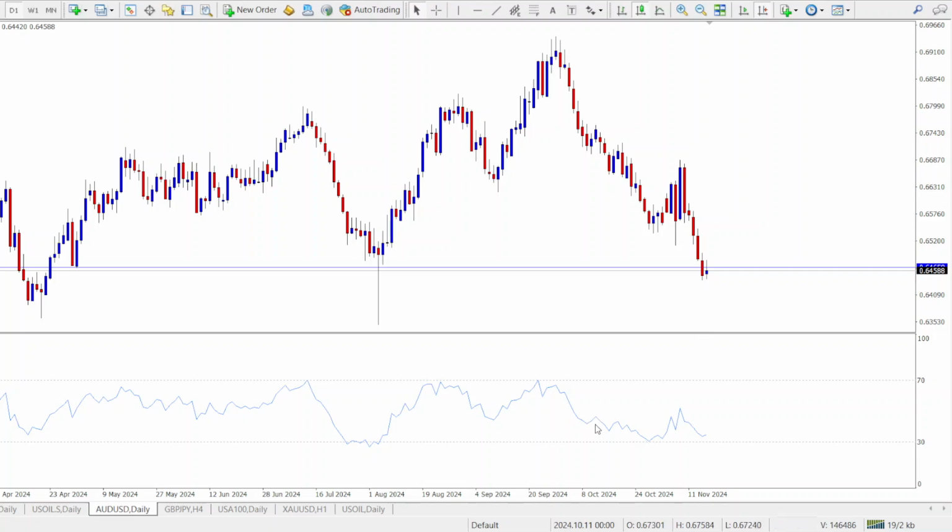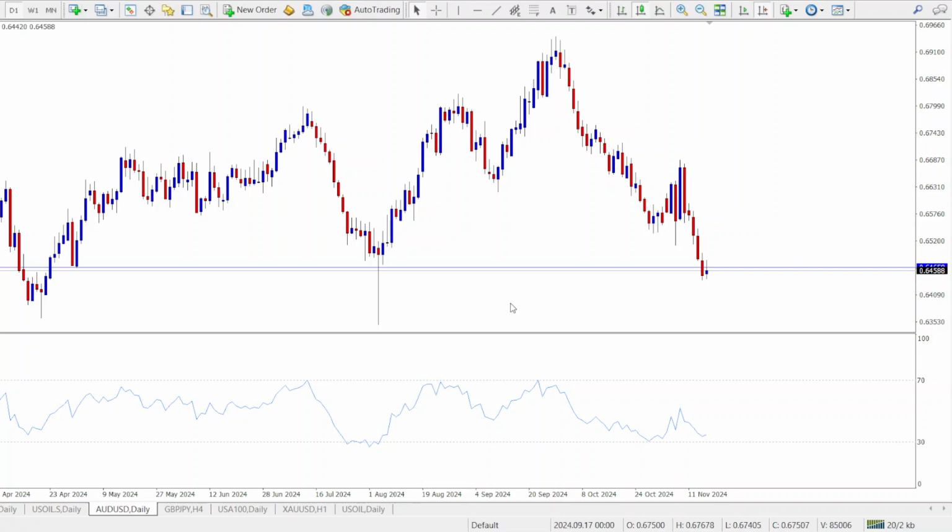Now, first things first, what is RSI? RSI, or Relative Strength Index, is a momentum oscillator that measures the speed and change of price movements. As we can see, it ranges from 0 to 100, and most traders use it to spot overbought and oversold conditions. But here's the kicker. The RSI is also an amazing indicator for identifying divergences, which can signal potential reversals in the market.